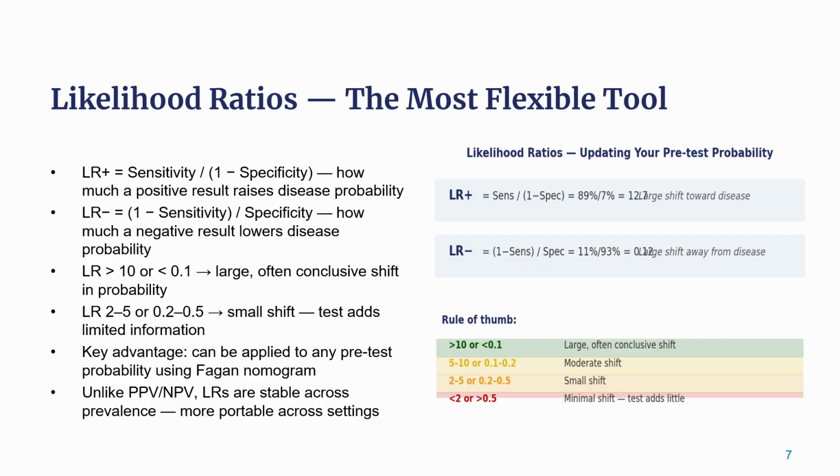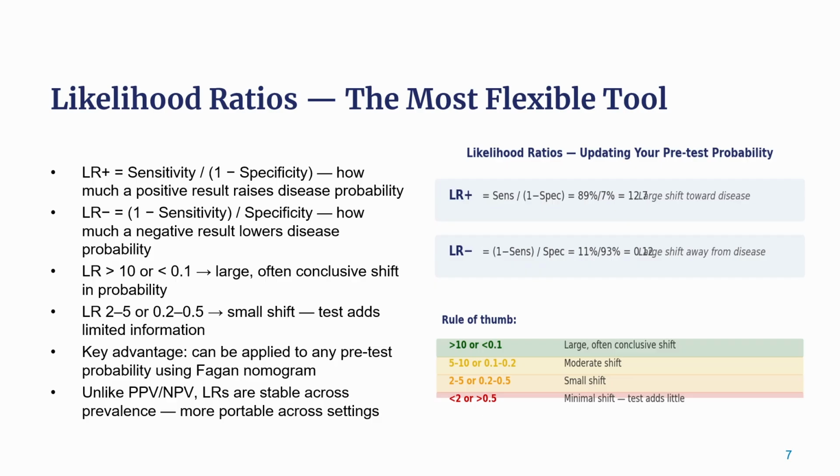LR plus of 12.7 means a positive result makes disease about 12 times more likely than before you ran the test. LR negative of 0.12 means a negative result makes disease about 8 times less likely. You can combine these with your pre-test probability, your clinical estimate before the test, to get a post-test probability.